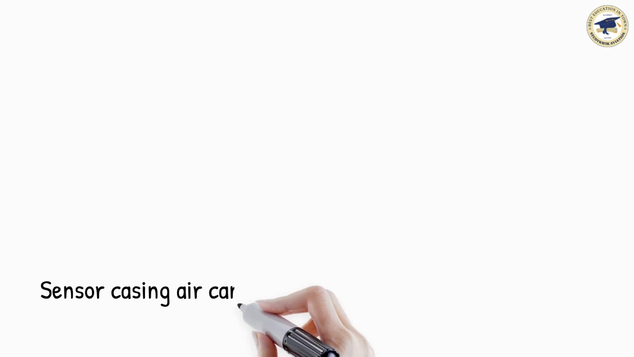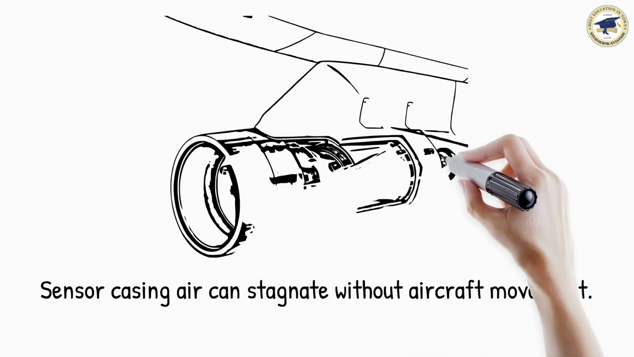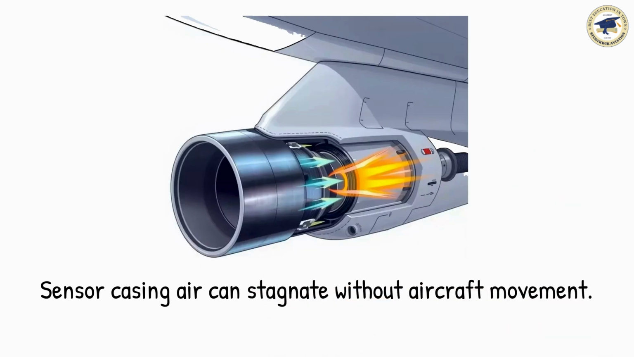Without forward movement of the aircraft, air within the sensor casing can stagnate. Stagnated air could give a false indication of the outside air temperature. To re-establish an outside airflow within the probe, an air-to-air ejector or aspirator is used.